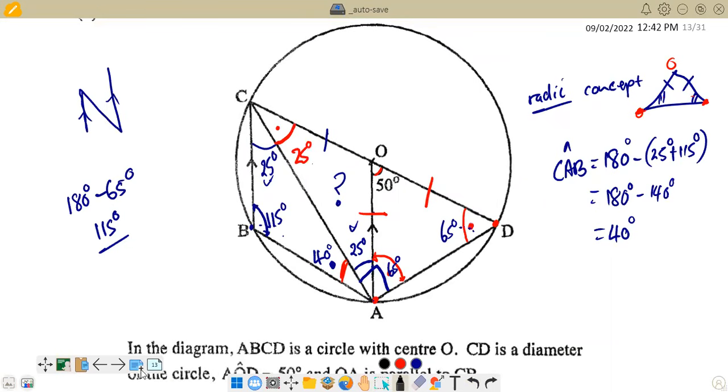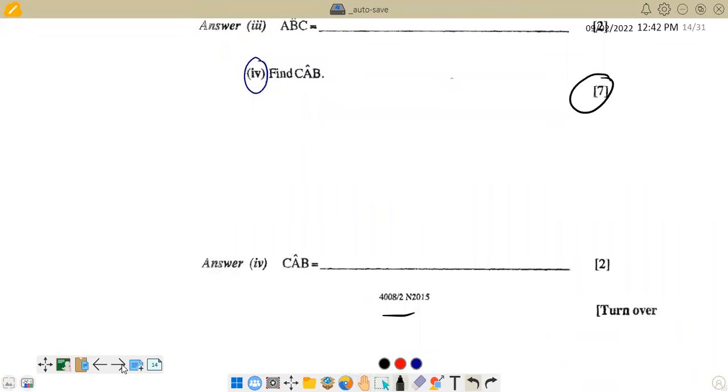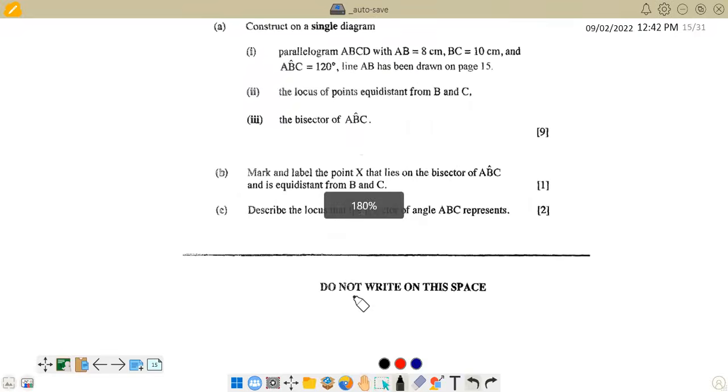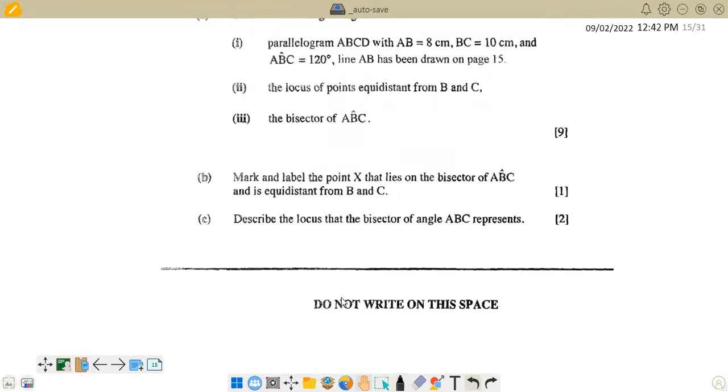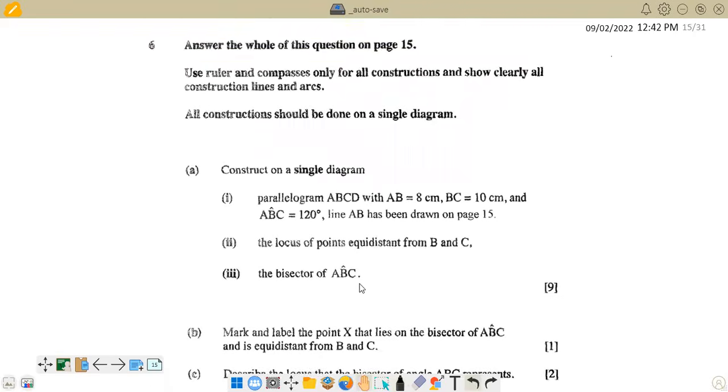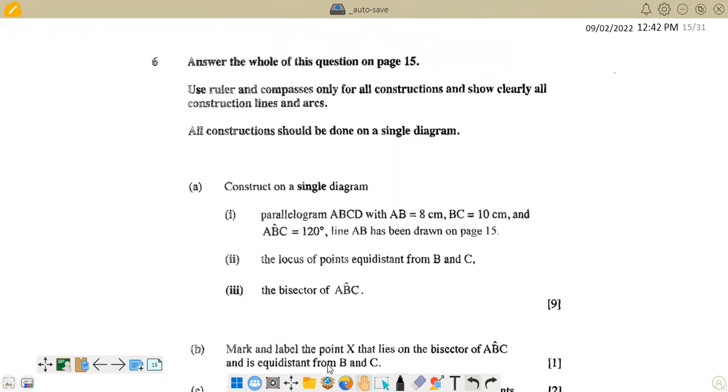And let's see the next question. All right, it's actually on construction. Yeah, construction, guys, remember. So on construction, we are given: answer the whole of this question on page 15. We are given the next page where we are going to do our construction, and use ruler and compasses only for all constructions, and show clearly. You are supposed to do everything in a clear way, the construction lines and arcs. Okay, all constructions should be done on a single diagram. Okay, that's what we had.